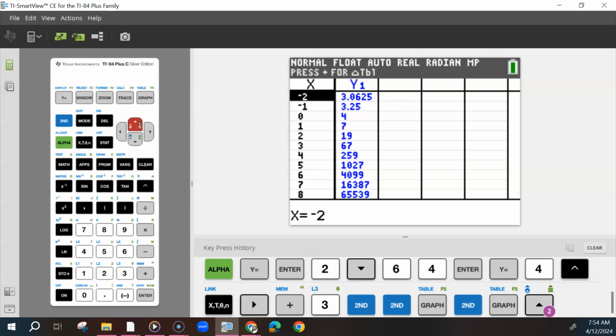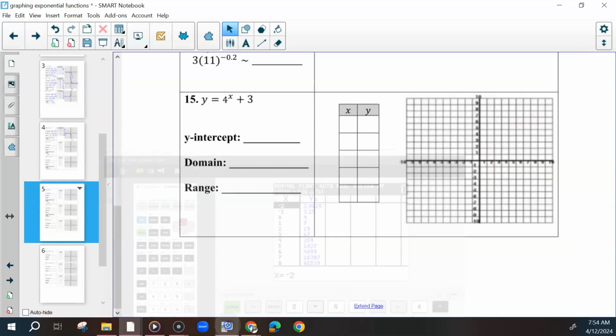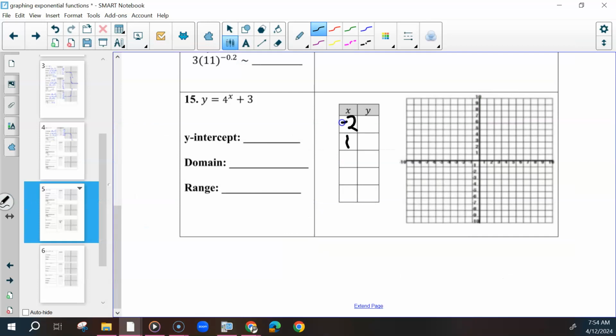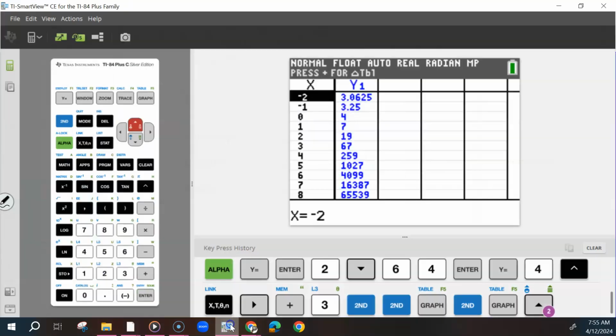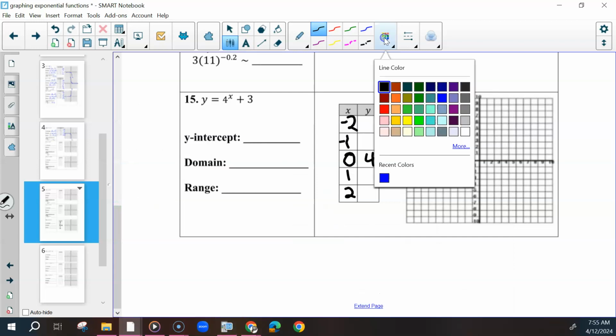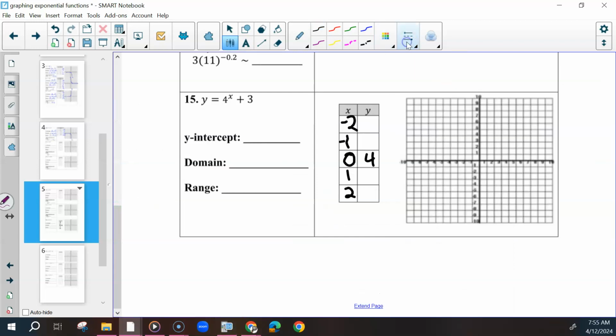So I'm just going to put the same numbers we've been using, negative 2 to 2, and then just put those numbers in. And then we're going to graph those to the best of our ability.